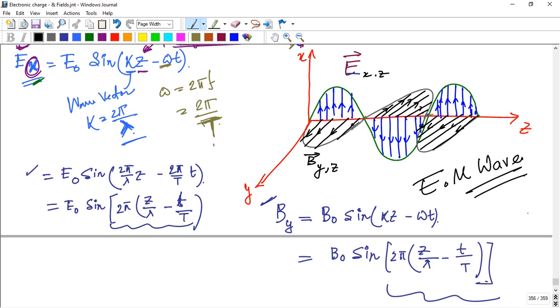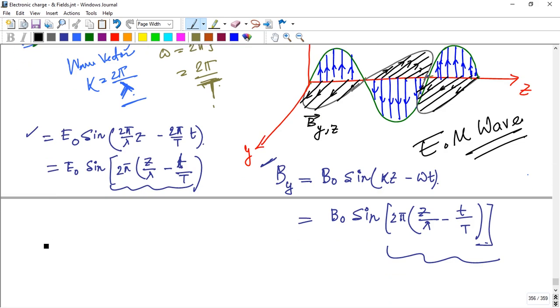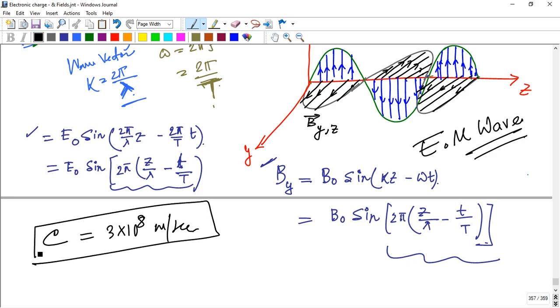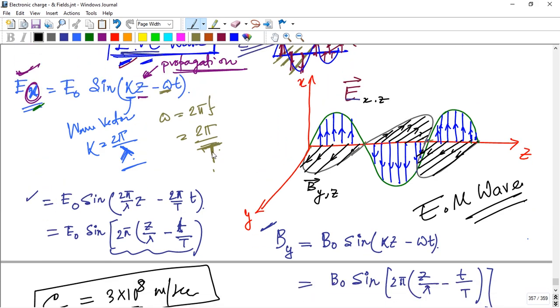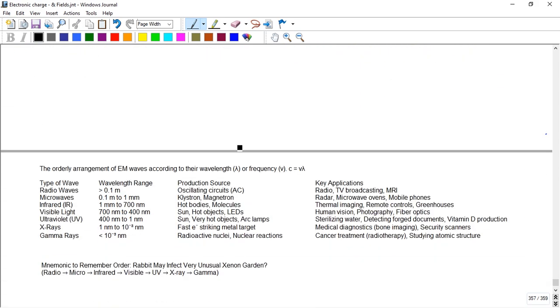Now, if c is the speed of light, it is equal to 3 × 10^8 meters per second. Visible light is also an electromagnetic wave, so c, we know, is equal to 1 over the root of mu naught, the permeability of free space, times epsilon naught, the permittivity of free space. If I multiply these two, we get this. So visible light is also an electromagnetic wave. Keep that in mind.